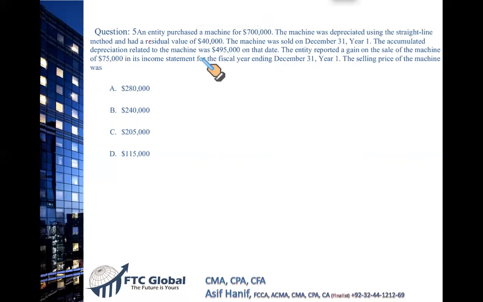It says an entity purchased a machine for $700,000. The machine was depreciated using the straight line method and had a residual value of 40. The machine was sold on December 31st, year 1. The accumulated depreciation was 495. The entity reported a gain on the sale transaction of 75 in its income statement. We need to find the selling price. So he can give us anything and we are required to find any unknown number.